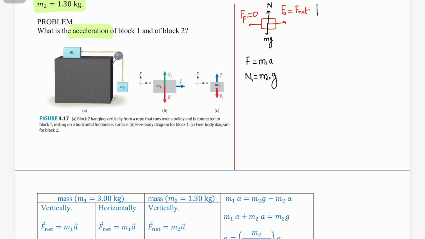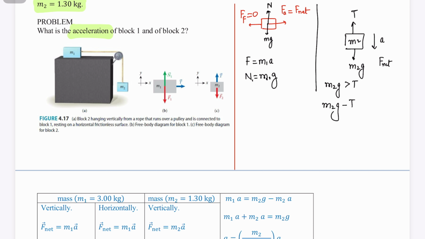Now what you need to solve? The second part. This is body number 2, and here is M2. So we have here M2G. Where is the body going? It is going downward, so F net is downward, and upwards we have the tension. Who is bigger? M2G is bigger than tension. So can I say M2G minus tension is equal to F net, M2A? Is it fine? Okay, in case 1, instead of force, because there is a wire, can I say the word called tension?